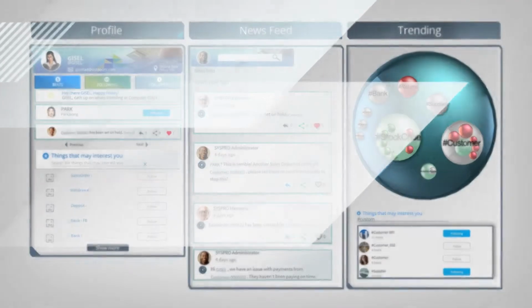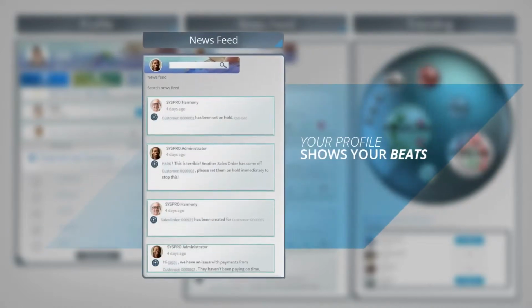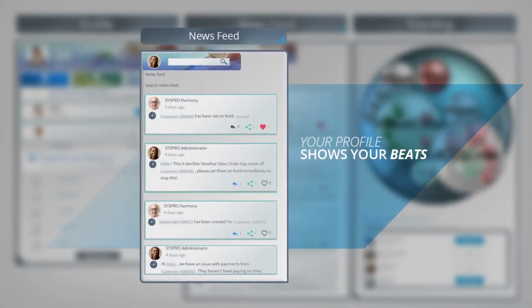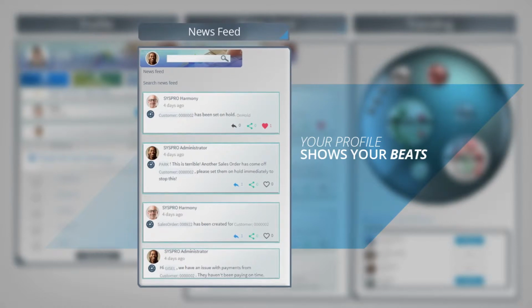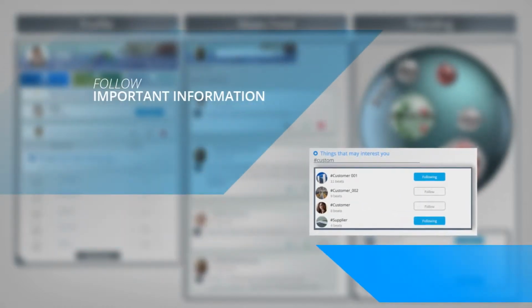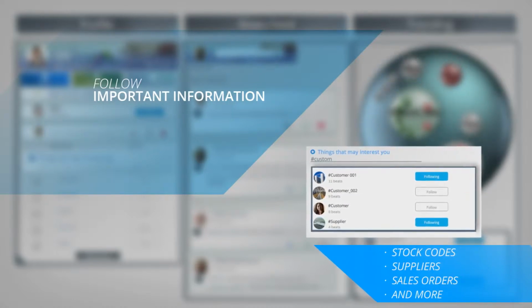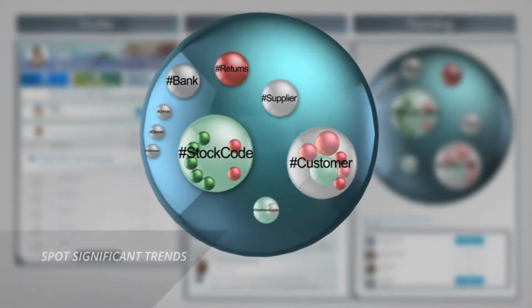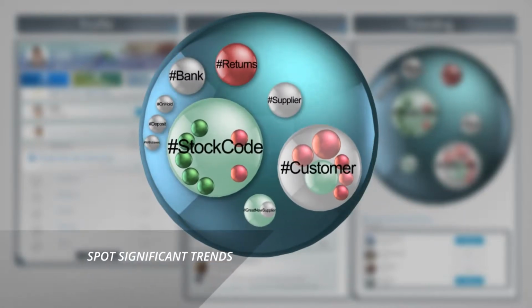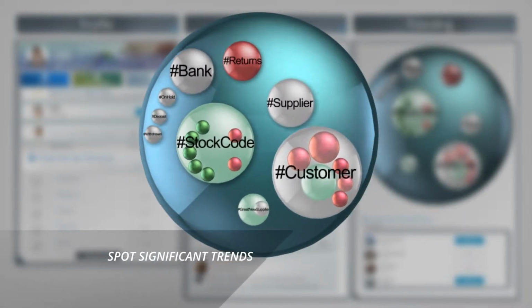As with everything in Harmony, the profile is all about you. It shows your beats. In other words, the things that are important for you to know and what you may have missed. With Harmony, you can opt in to follow important information such as stock codes, suppliers, sales orders, and the like. The trending chart graphically shows you what is trending in the form of a bubble chart.